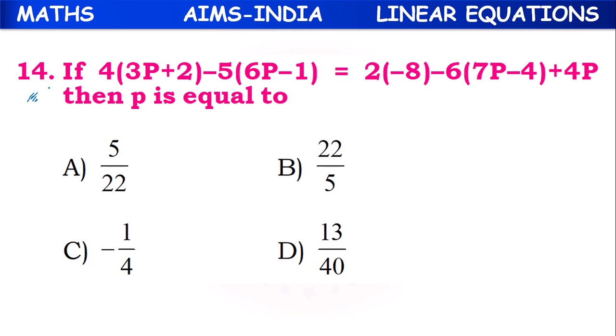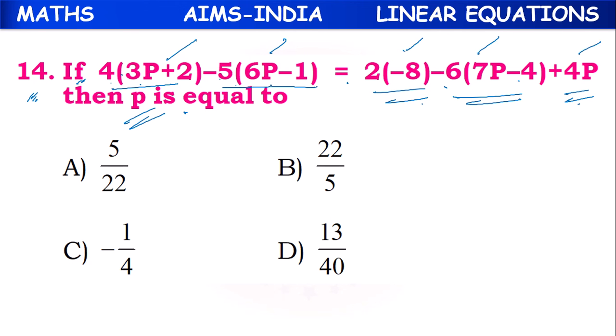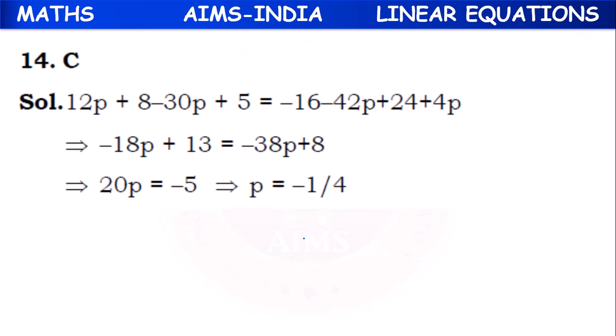Next year, 14th question. If 4 into 3p plus 2 minus 5 into 6p minus 1 equal to 2 into minus 8 minus 6 into 7p minus 4 plus 4p, then p is equal to how much? They have given one equation with many terms: left hand side 2 terms, right hand side 3 terms. It is looking somewhat big, but the process will be the same. We have to find the value of p.